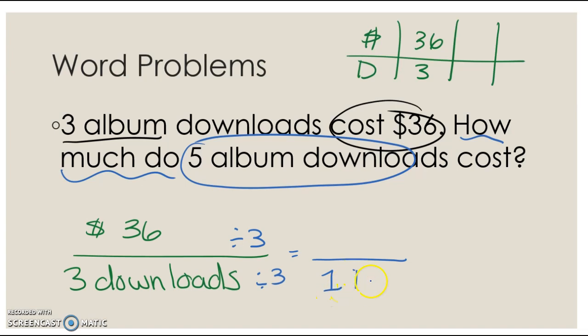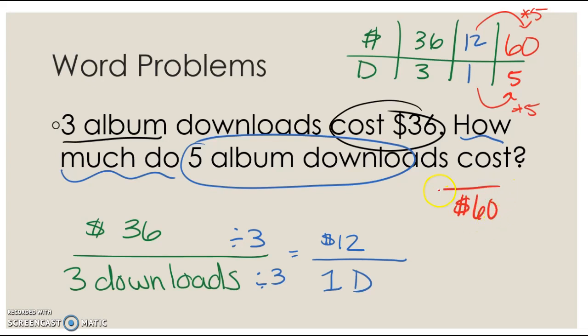So here I'm going to put D for download. $36 divided by 3 gives us $12. So now we know we're paying $12 for every 1 download. From there, we're able to figure out how much 5 downloads cost based on our unit rate. If we multiply 1 by 5 to get to 5 downloads, we do the same thing to our 12, and we end up getting 60. So here, 5 album downloads costs $60.